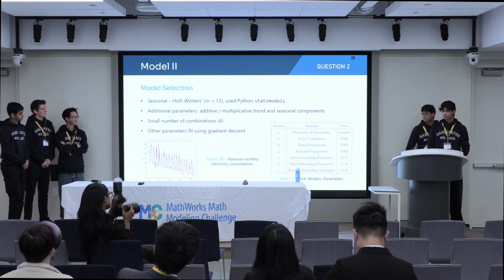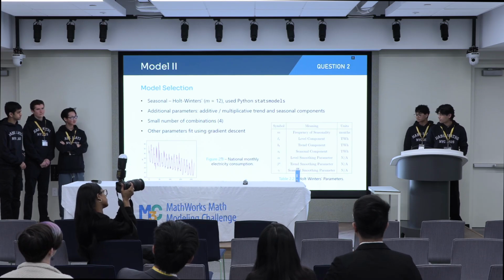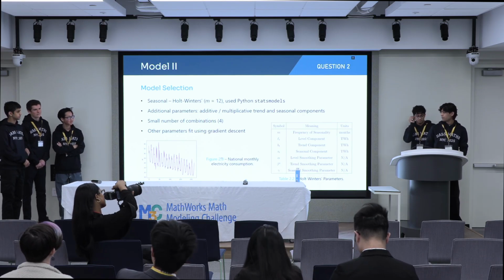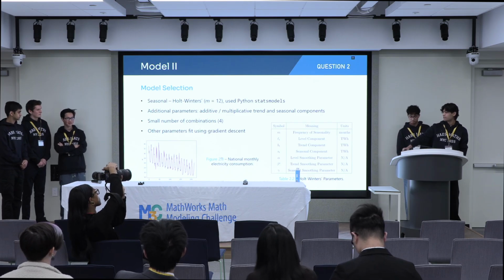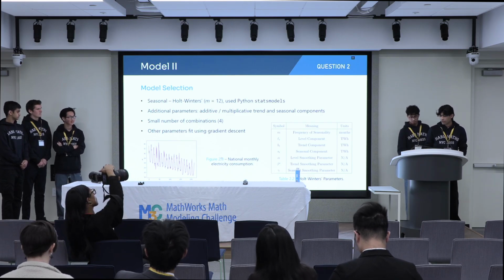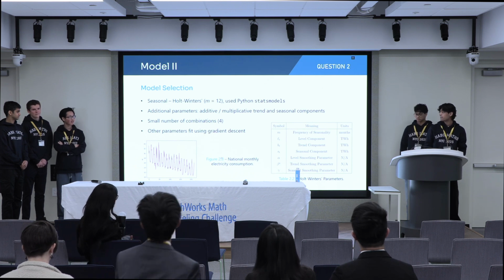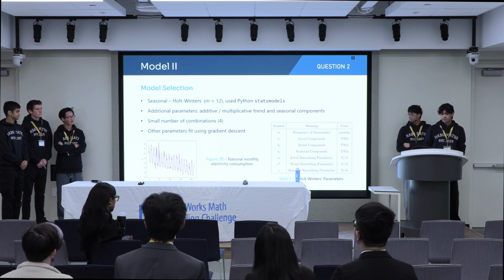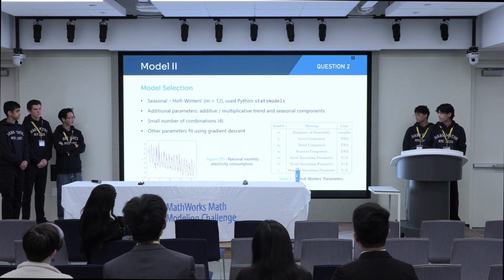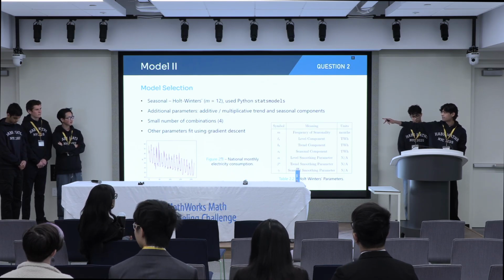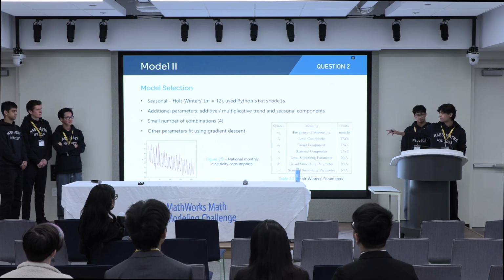So now I'm going to be talking about model 2, which is kind of the bulk of the model. If you see our plot on the left here, it's pretty clearly seasonal, as expected. And so after some research, we settled on a Holt-Winters model, which was implemented in Python's statsmodels. A Holt-Winters has 3 components: the level component, the trend, and the seasonal. And there are 2 parameters, additive or multiplicative, in terms of the trend and seasonal components.